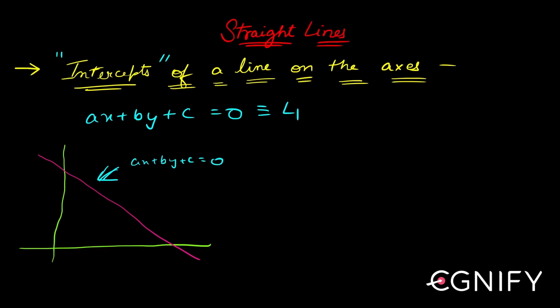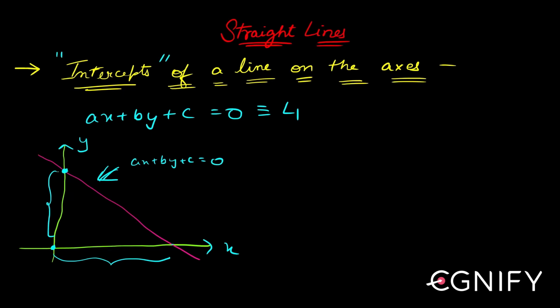Now what you mean by intercepts is these quantities, these. So let me use a different color actually. So this quantity and this quantity, these are called your intercepts. So wherever your line strikes the x-axis, the distance of that point from the origin is called x-intercept. Whenever your line strikes the y-axis, the distance of that point from the origin is called the y-intercept. So these two are called your x and y intercepts of a line on the axis.